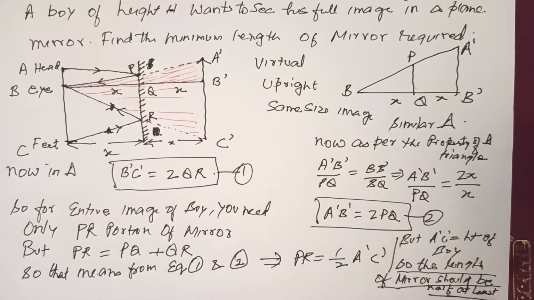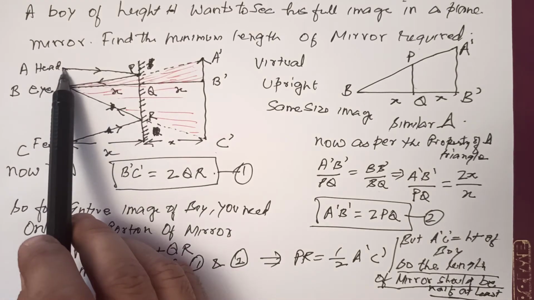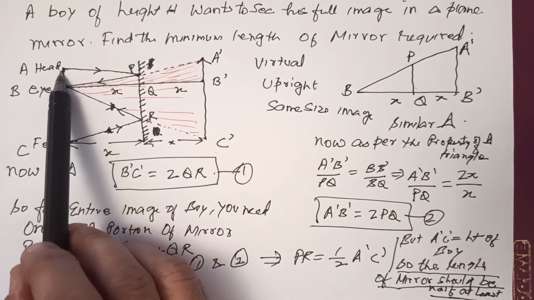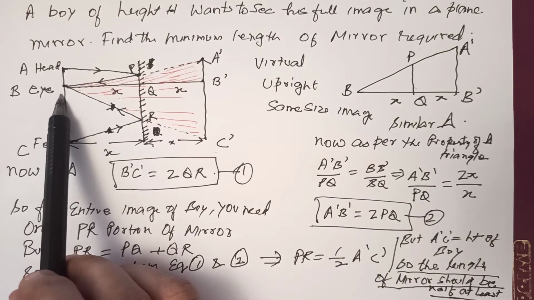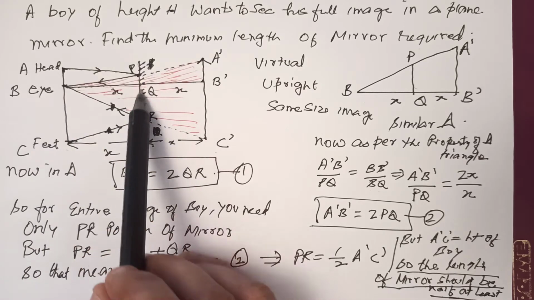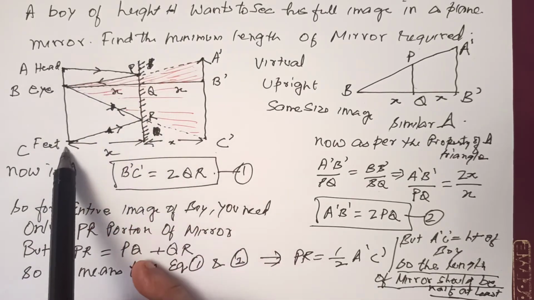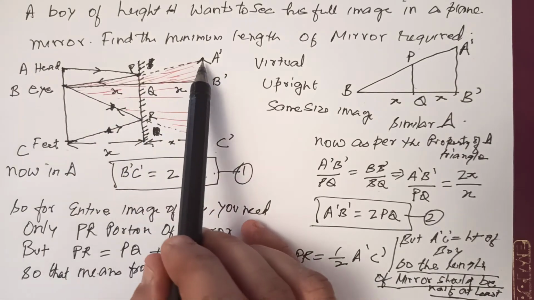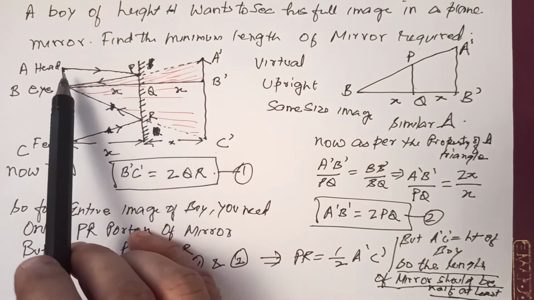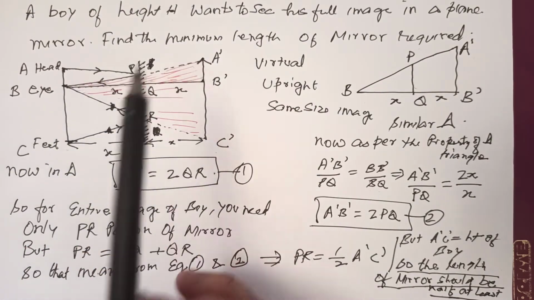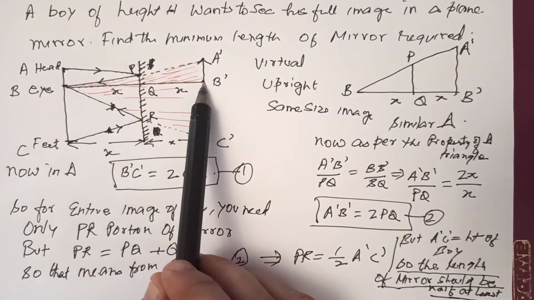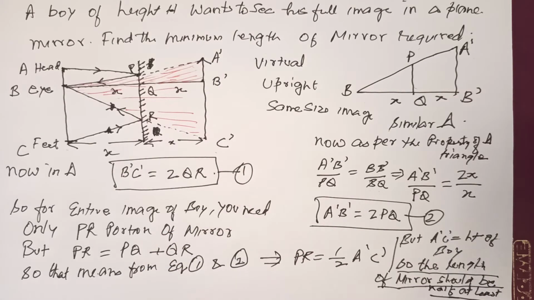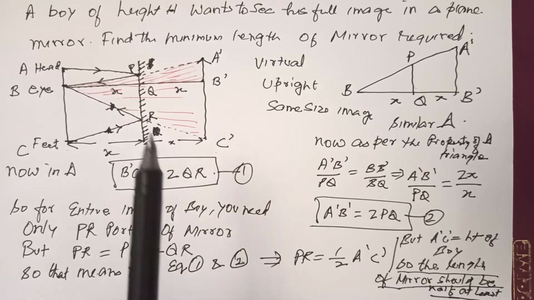When he says full image, it means from head to toe. Okay, so let me do one thing. I have drawn a straight line. This is the head, feet and eye of the boy. Now I have drawn a plane mirror of equal height as the boy here. With the normal method, I can draw the image of the boy, and this distance, this and this will remain constant, this and this will remain constant. So I have drawn it here. That you already know how to draw. We have already practiced in earlier questions.